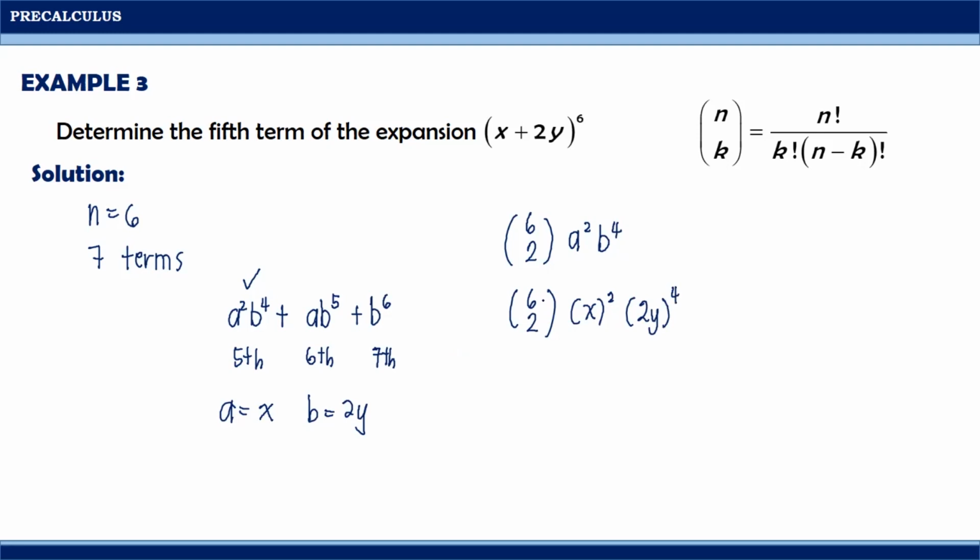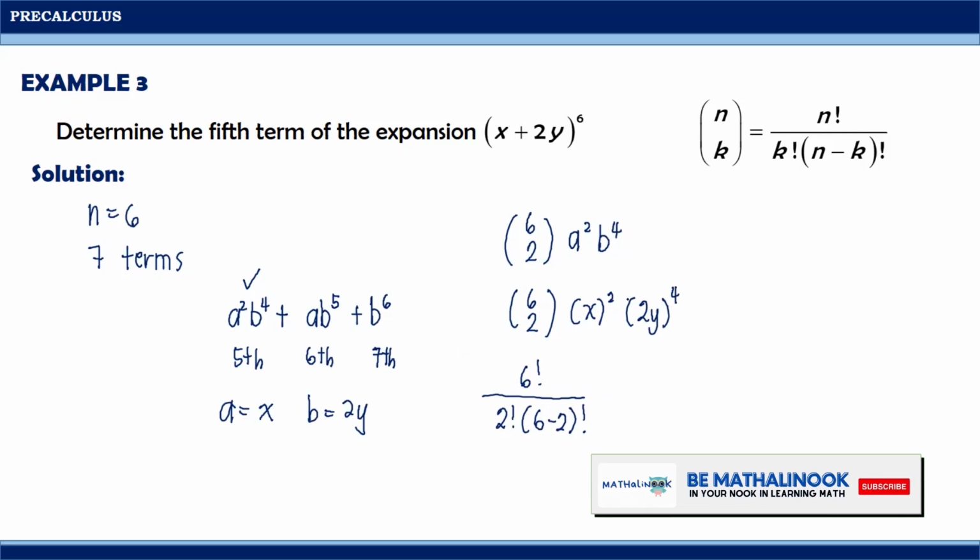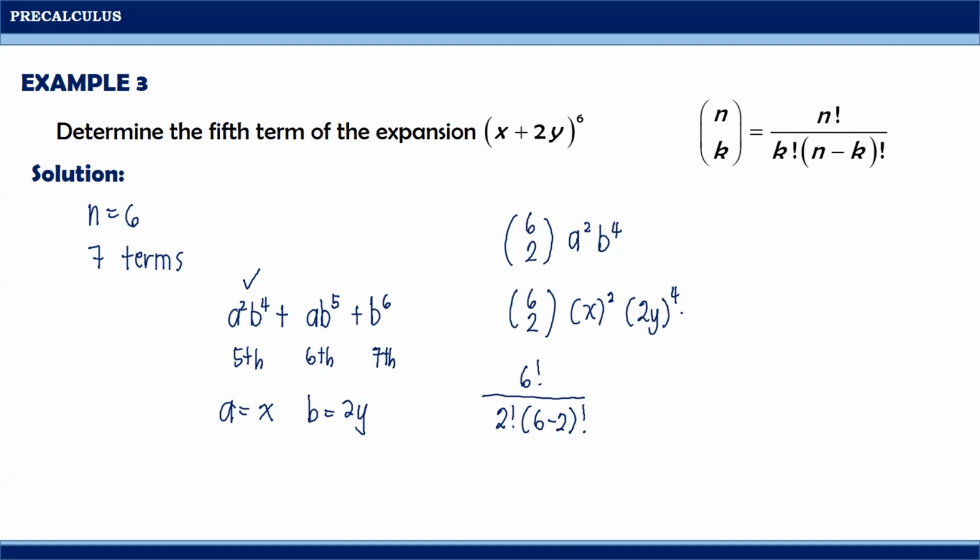Moreover, 6 taken 2 is actually equal to 6 factorial all over 2 factorial times (6 minus 2) factorial, times x squared times (2y) raised to 4. Now, (2y) raised to 4 is equal to 16y raised to 4, times x squared. So that would be 16x squared y raised to 4.